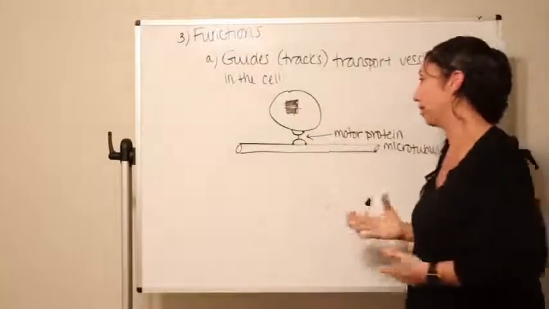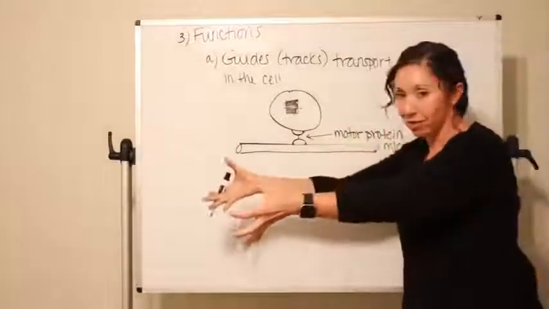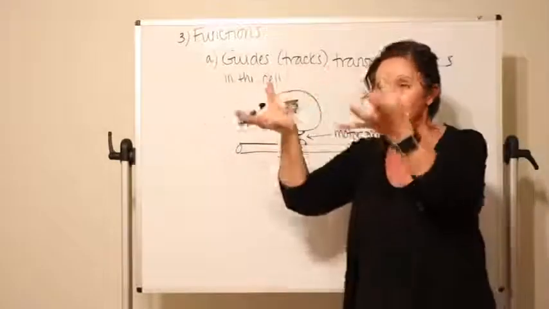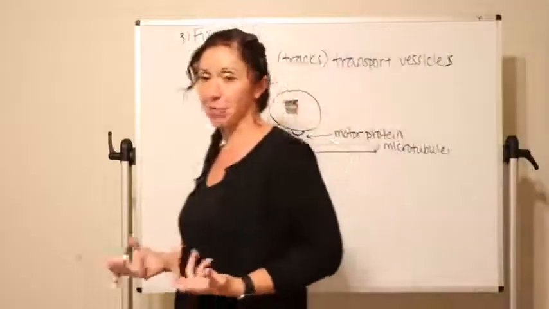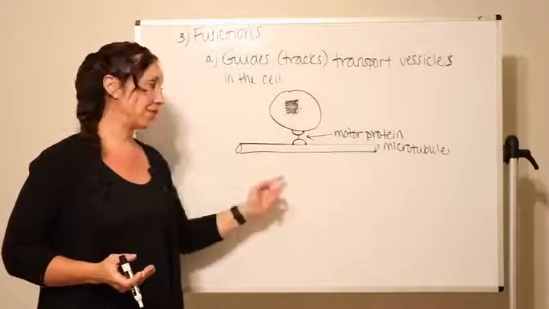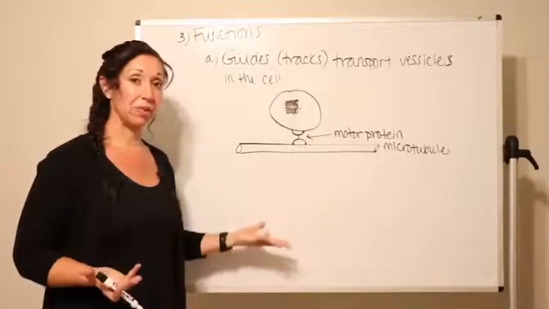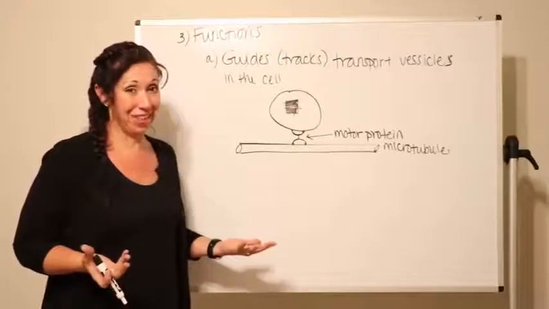Or is it going this way? I don't know which direction it wants to go. So it grabs the transport vesicle, takes it over to where it needs to go, and drops it off, and then it walks back over to pick up the next load. It's just constantly walking up and down these tracks all day long, transporting goods everywhere in the cell. It's beautiful if you think about it.